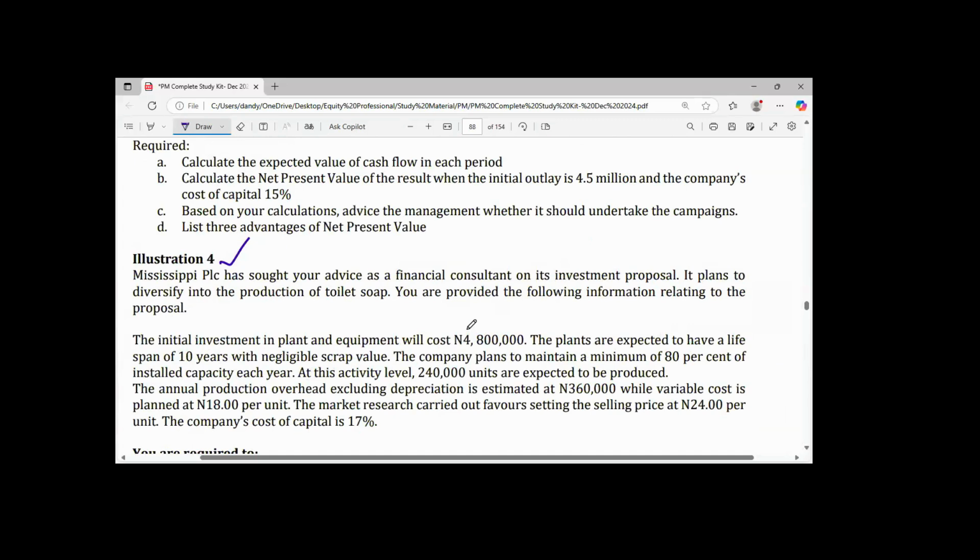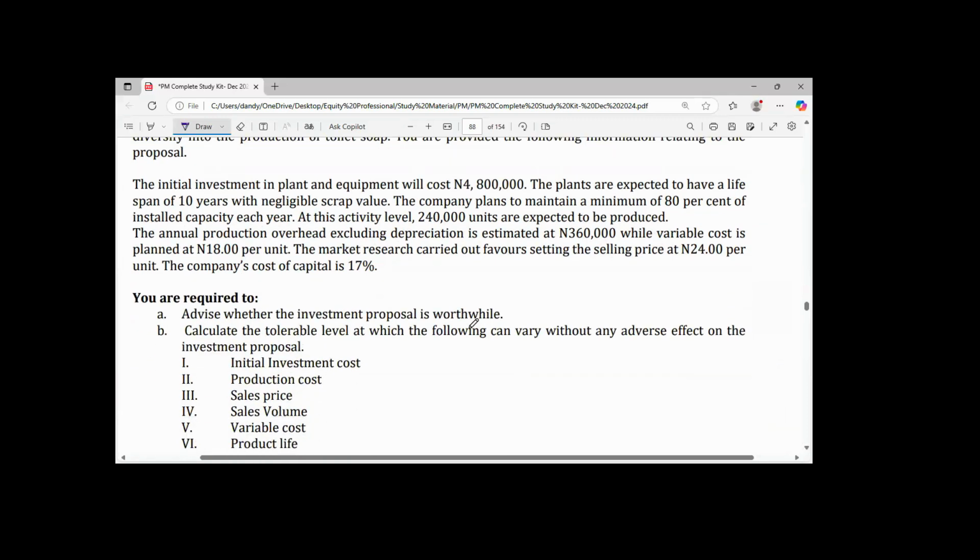Page 87. All right. Mississippi Limited has sought your advice as a financial consultant on its investment proposal. It plans to diversify into the production of toilet soap. You are provided the following information relating to the proposal. The initial investment in plant and equipment will cost 4,800,000.